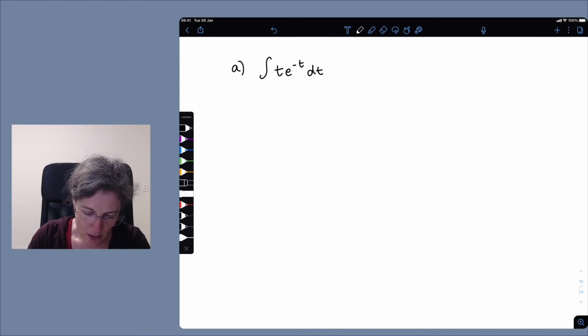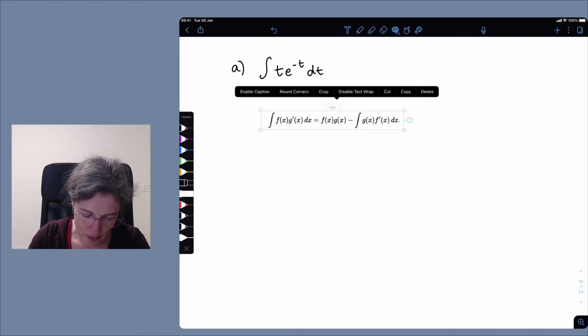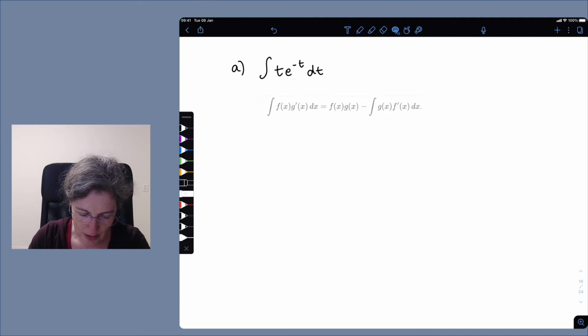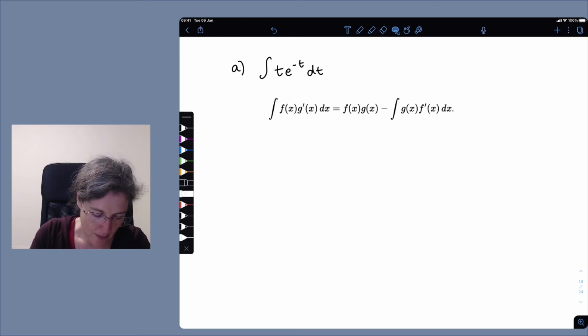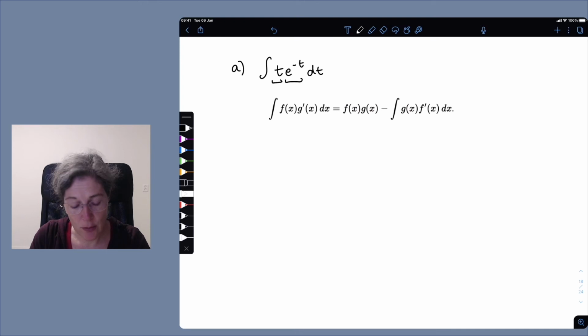So let's just make a note of what the rule says. Basically, when you're trying to integrate by parts, you have a something times a something else, and you're going to assign one of those to be your f of x, and that's going to be the thing that you take the derivative of. And then you're going to assign the other thing to be the derivative of g, and that's the thing that you're going to have to integrate.